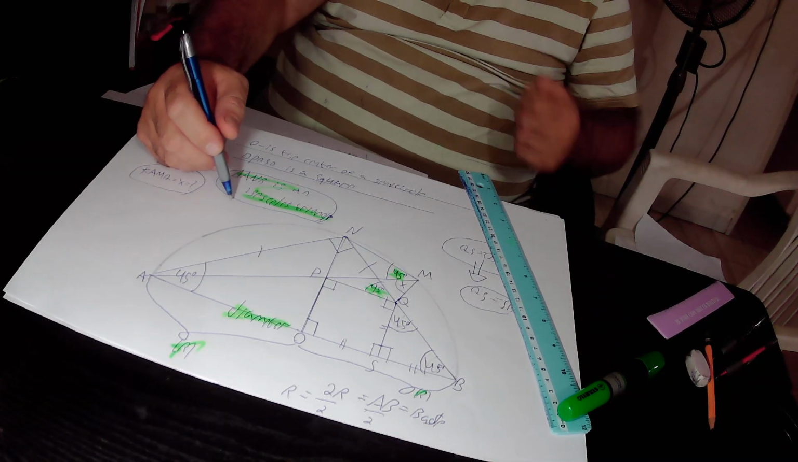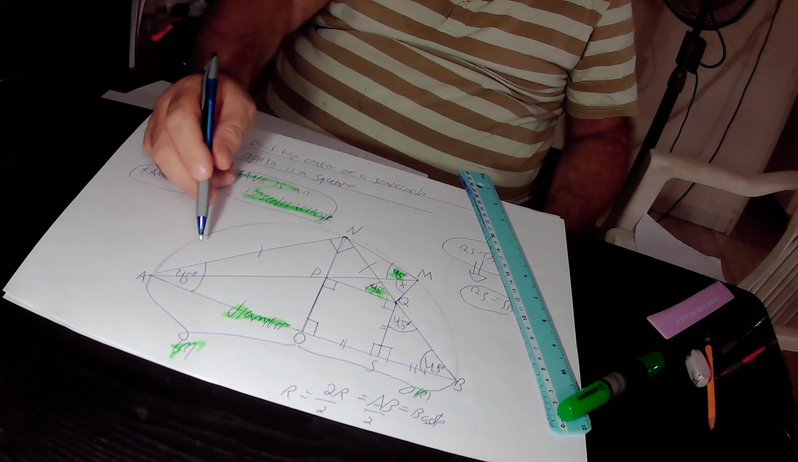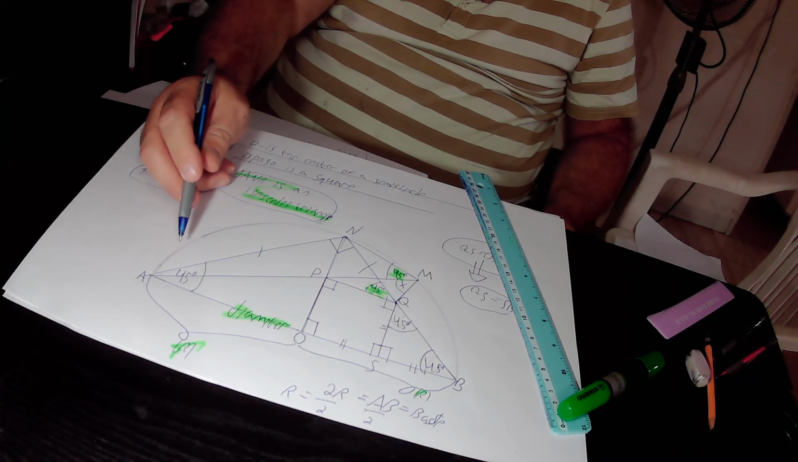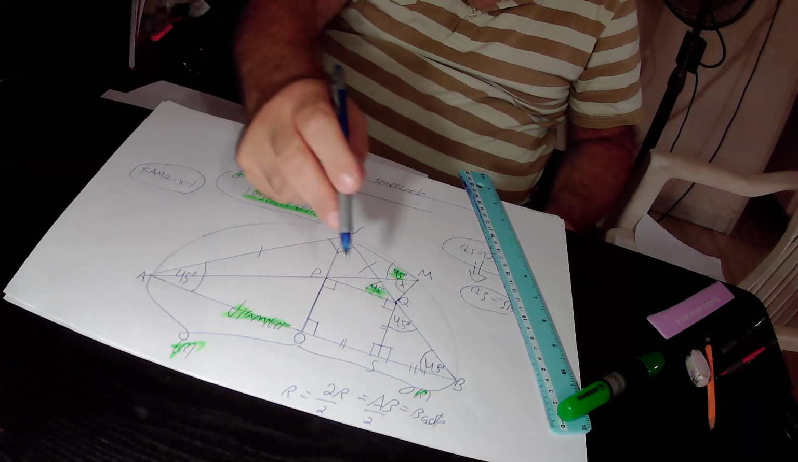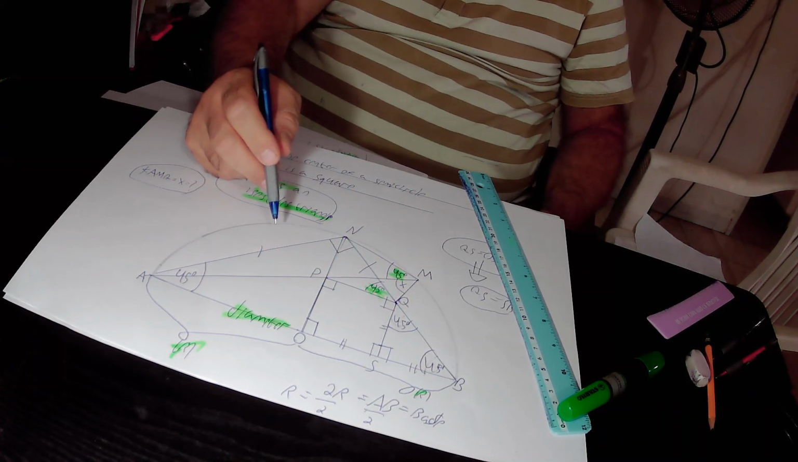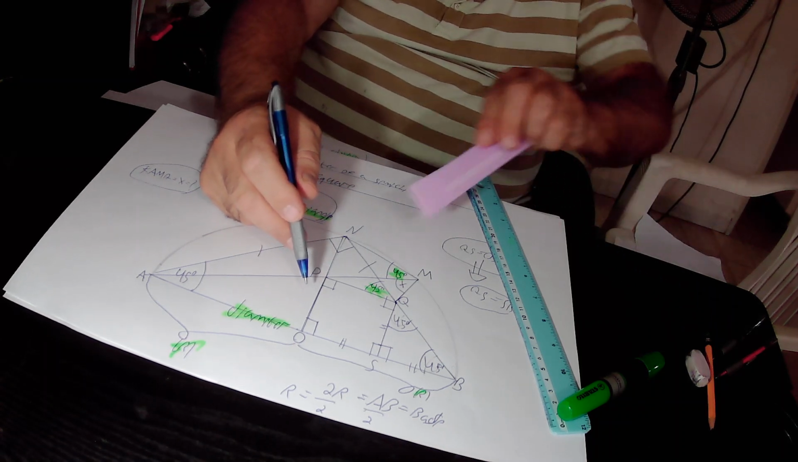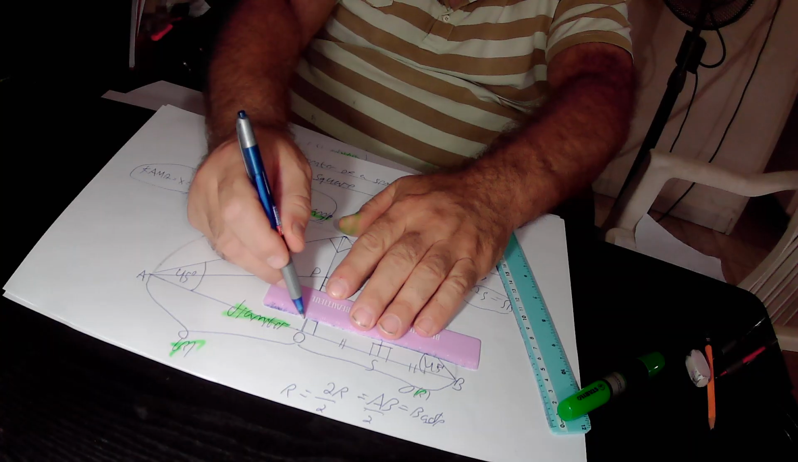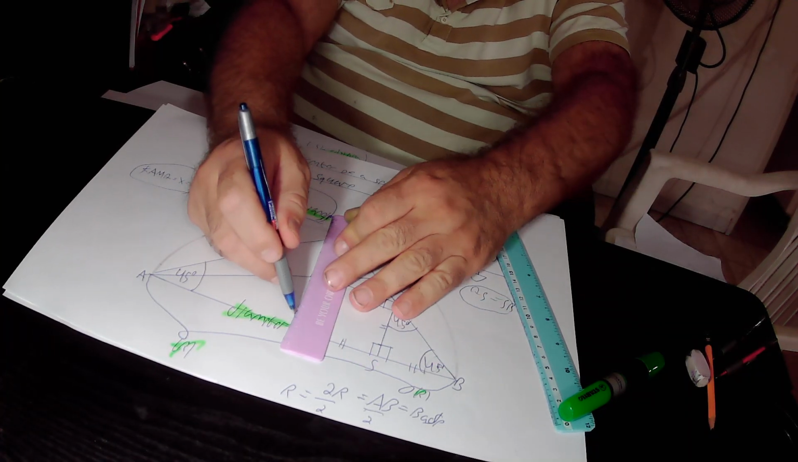So the perpendicular NO bisects the base AB, divides it into two halves. The first half is AO, that is equal to R. The second half is OB, that is also equal to R. And NO is perpendicular to AB, that is to say, this angle equals 90 degrees, and this angle equals 90 degrees according to our construction.